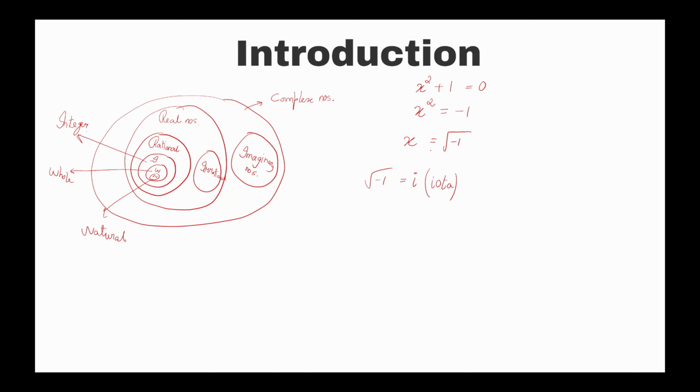So basically if root under minus 1 is my iota, that means what are the values of x that I'm going to get after square rooting minus 1? It is going to be plus minus iota, because whenever we square root anything, we get usually two values, right? One is the positive value and another is the negative value. So similarly here I'm going to get plus minus iota. So this is basically what my complex number is.